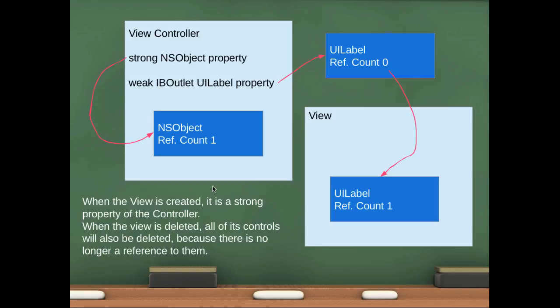So now when the view is created, it itself is a strong property of the controller. Now we don't see this because the view itself in Interface Builder is just a big XML file. That XML file is compiled into a UI view object that becomes a property of the view controller. That happens behind the scenes. We don't see that happening. But it's created. That view itself is a strong property of the controller. When that view is deleted, if all of its controls were made weak by the view controller, all the controls will then have a reference count of 0 because there's no reference to them, because their view has been deleted, and they will be deleted as well. So this is the difference between a strong and weak property.